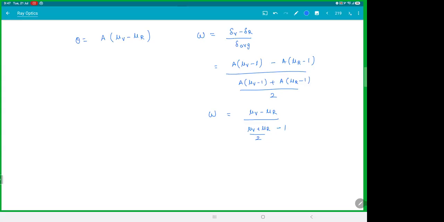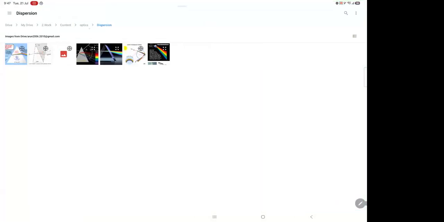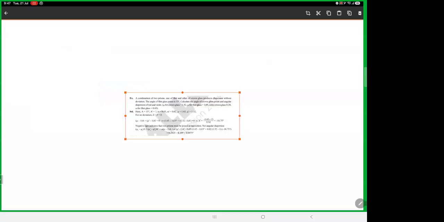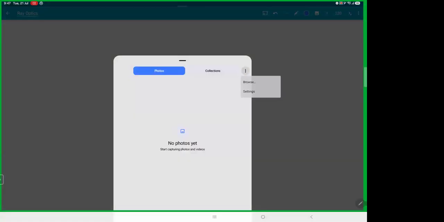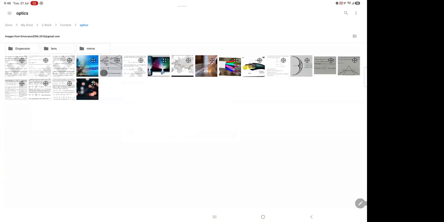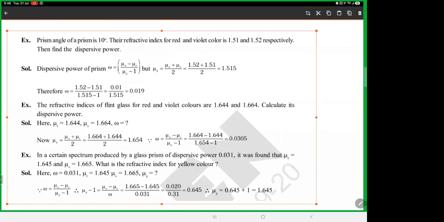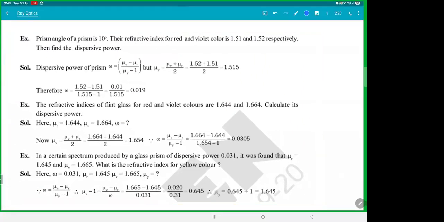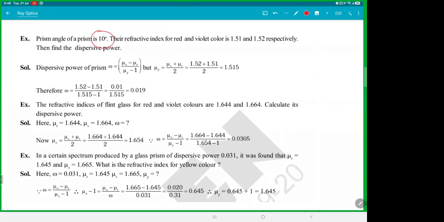So great, we got all the stuff. So how will the questions be? Questions are pretty straightforward, meaning they'll just give you the numbers, you have to put them there. Look at this question. The angle of the prism is 10 degrees. I know it's not small, but that is the thing. Refractive indices for red and violet are 1.51, 1.52. Find the dispersive power.